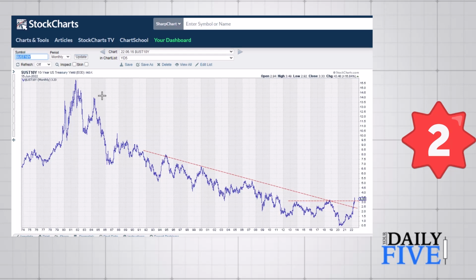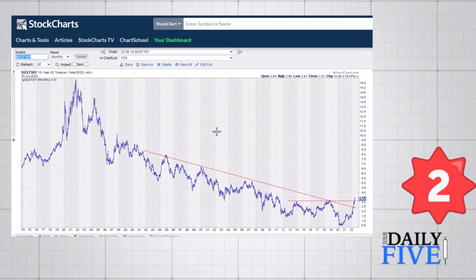We are breaking a very significant downtrend, and it is coinciding with a break above horizontal resistance, which was just above 3% in 10-year yields. So I'm going to take this as a very serious signal. I think that 10-year yields are turning around a very long-term downtrend, and it's very unlikely that we're going to see a sharp decline in these rates anytime soon.